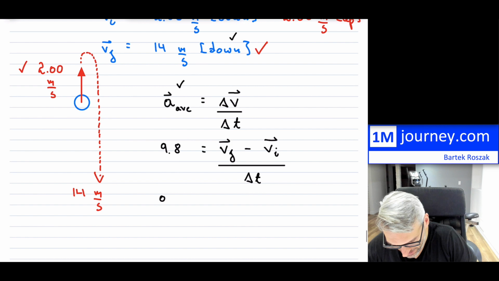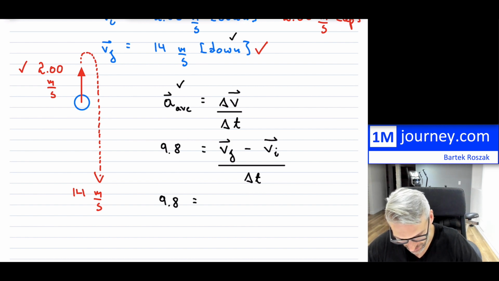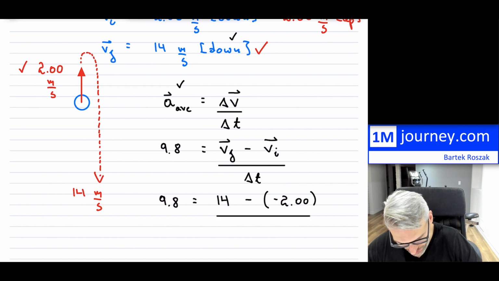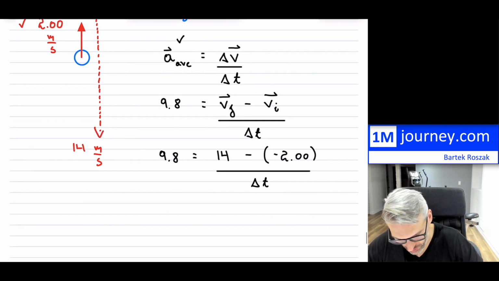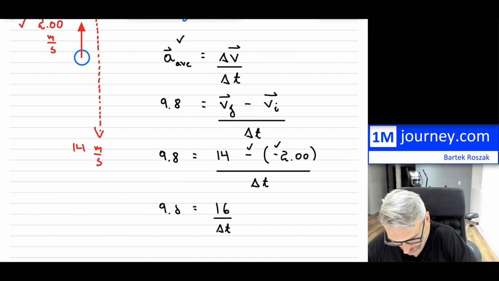So that 9.8 now becomes your initial one and final one. The final one is 14 meters per second minus your initial. Now your initial was negative 2.00. And then this right here was your delta t. So if you do all of this, this is going to be 14. So this and this is going to be positive, so this is going to be 16. And then 16 all over delta t is equal to 9.8.